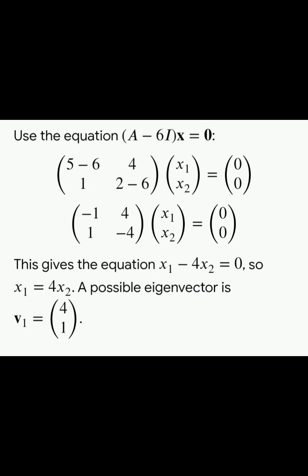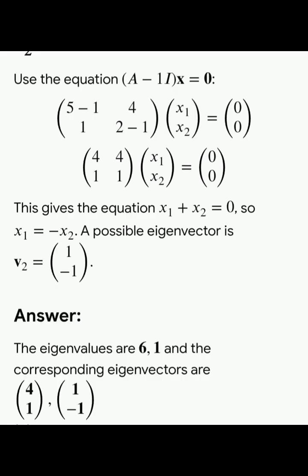Now we need to find the eigenvectors corresponding to 6 and 1. So for lambda equal to 6, the eigenvector is given by (A minus 6I) into x is equal to 0. That is [5 minus 6, 4; 1, 2 minus 6] into [x1; x2] is equal to [0; 0]. That is [minus 1, 4; 1, minus 4] into [x1; x2] is equal to [0; 0]. This gives the equation x1 minus 4 x2 is equal to 0. That is x1 equal to 4 x2. So here the possible eigenvector is v1 is equal to [4; 1].